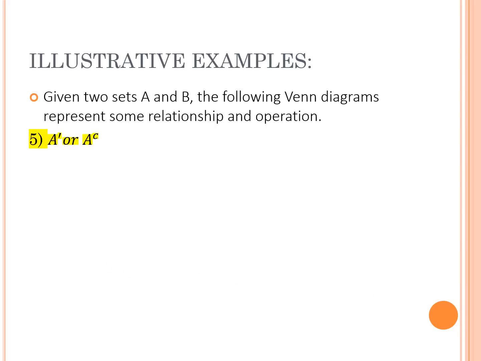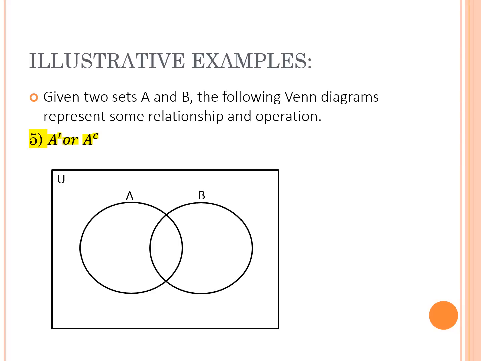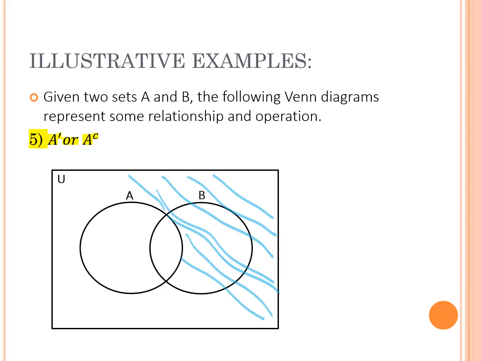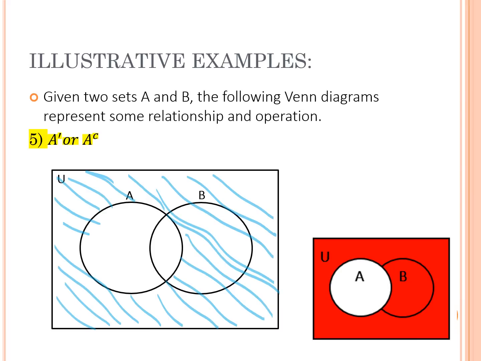Number five, A prime or A complement. So we're just going to remove all of the elements of set A from set U. We shade only the outside part and do not include circle A. Okay, we exclude circle A. Okay, let's shade it. Okay, you can use a crayon to color the outside part excluding A. When we do that, this is how it should look like.